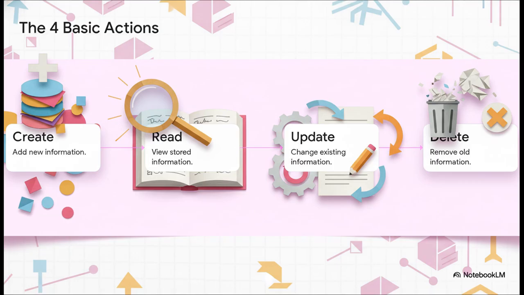And what are those 4 actions? They're super simple. Create, read, update, and delete. That's it. That's the entire secret code. Anytime an app does anything with information, it's using one of these 4 jobs. So let's see how this works with an app we all know.